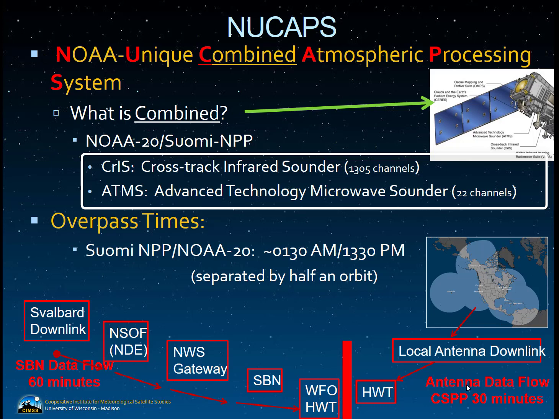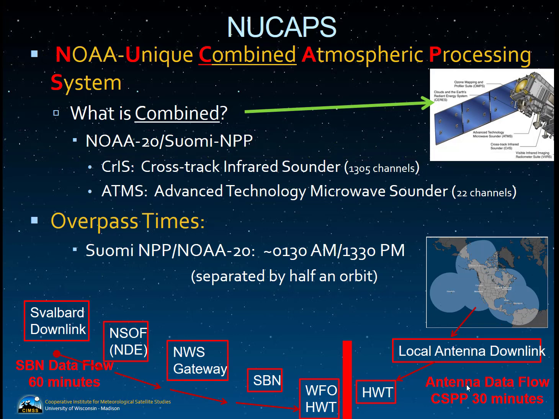NUCAPS combines CrIS data and ATMS data, so it's combining infrared data from the CrIS with microwave data from the ATMS. Data flows from NOAA 20 to Svalbard or McMurdo through a variety of computers to the WFO. This takes about 60 minutes for NOAA 20. This is a significant improvement over what it was for Suomi NPP, when the latency could be up to 2.5 hours. So if you're familiar with NUCAPS from Suomi NPP and you gave up because you were waiting too long, give it another try now with a 1-hour latency from NOAA 20. Alternatively, if you have access to a satellite dish, you can get the data in your AWIPS in about 30 minutes.